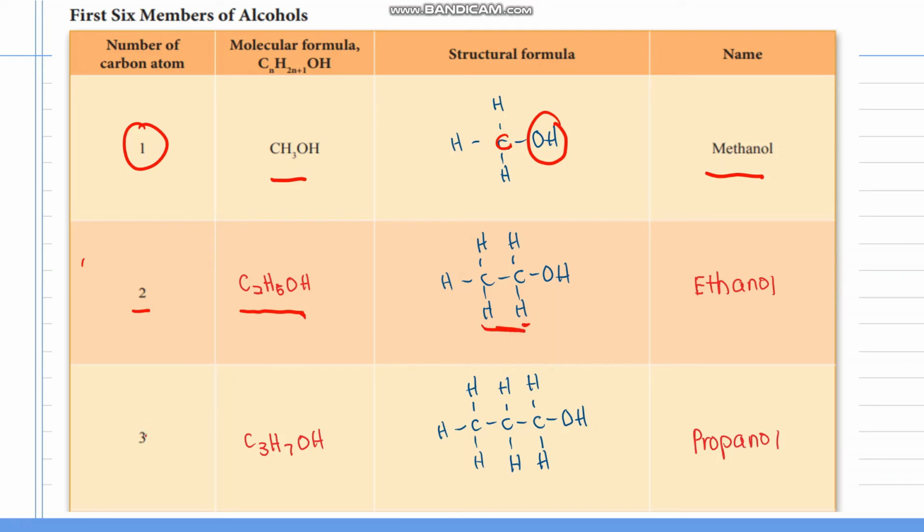When there are 3 carbon atoms, the molecular formula is C3H7OH, and in this case we name it propanol. As you can see in the structural formula, there are 3 carbon atoms here. So the longest chain, or parent chain, that contains the largest number of carbon atoms has 3 carbon atoms. So this is propanol.